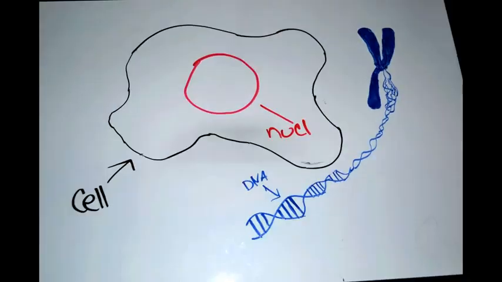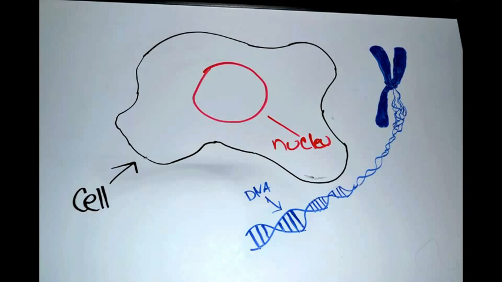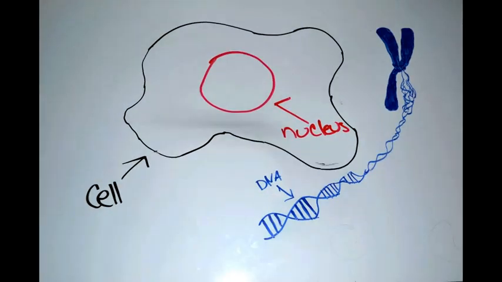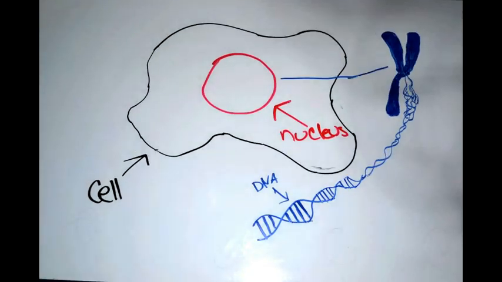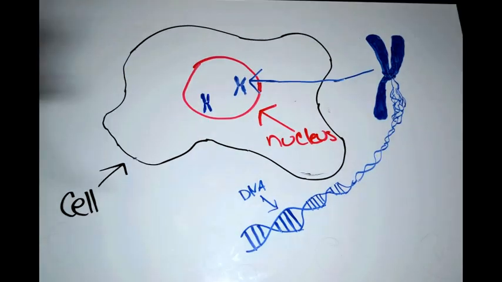Chromosomes are spread throughout the nucleus in the form of chromatin, a complex of DNA bound to proteins. When a cell divides, its chromosomes condense and can be seen under a microscope.